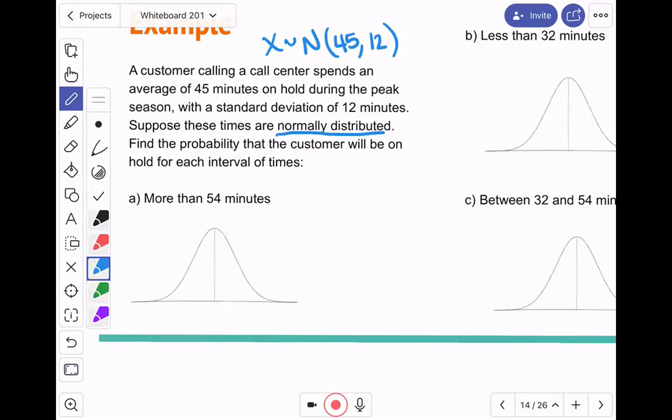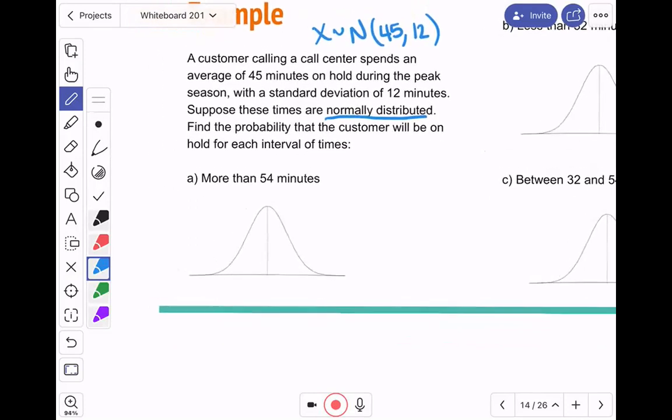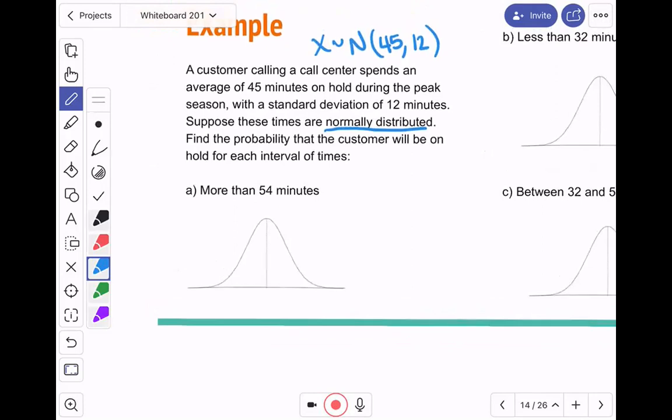Now, what I'm going to do first then, if I know the mean of the curve is 45, where do I put that 45? Where the line in the middle is. So I put it in the middle. So the 45 goes here.